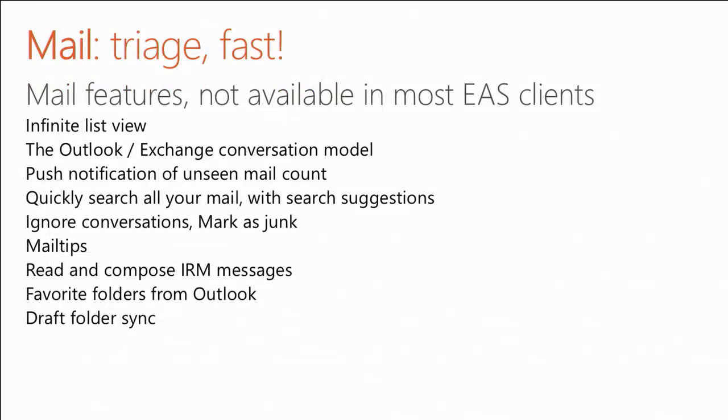So let's spend a couple minutes talking about features, the major feature buckets, and then we'll spend some time looking at the app. So in Mail, it's a fantastic triage experience. If I just walk through this list, the infinite list view, you can continue. You're not constrained to 2 or 3 days of mail. You can flip and go far down, scroll to your heart's content to access your mail. It is the Exchange Outlook conversation model, and so what you're used to seeing in your desktop or your browser looks exactly the same on the mobile device.